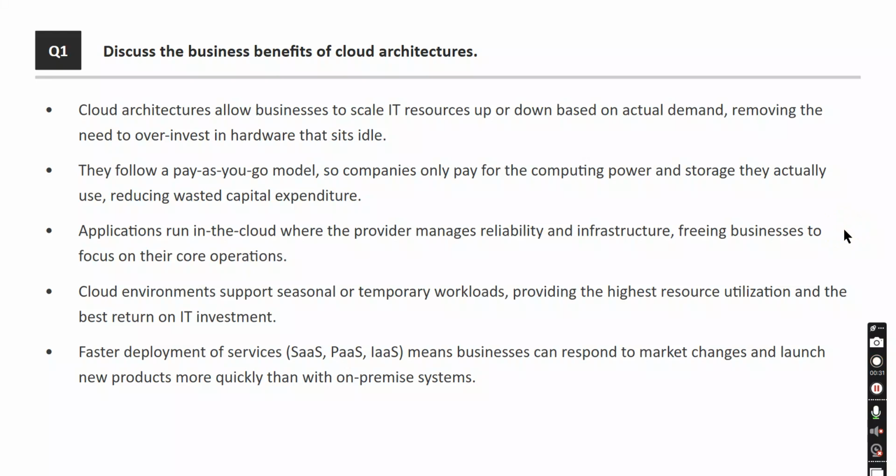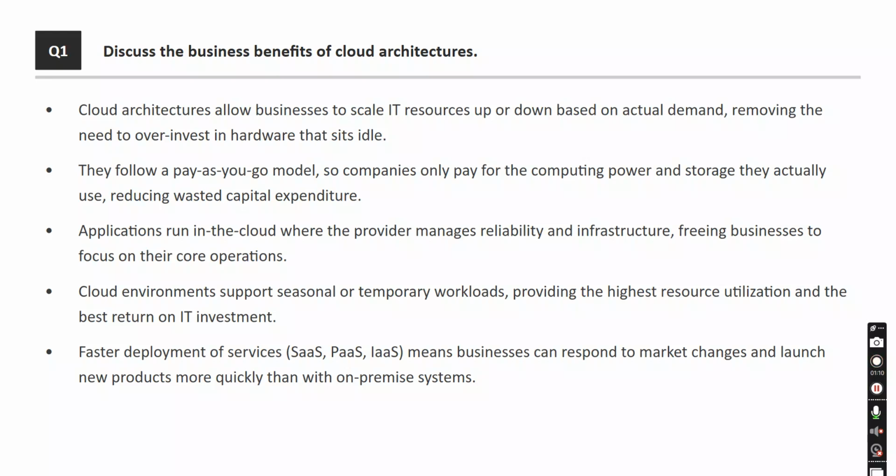So, question 1 asks us to discuss the business benefits of cloud architectures. Cloud architectures offer several key benefits to businesses. First, they allow companies to scale their IT resources up or down based on actual demand, so there is no need to buy expensive hardware that just sits idle. Second, they follow a pay as you go model, meaning businesses only pay for the storage and computing power they actually use. This reduces wasted spending significantly.